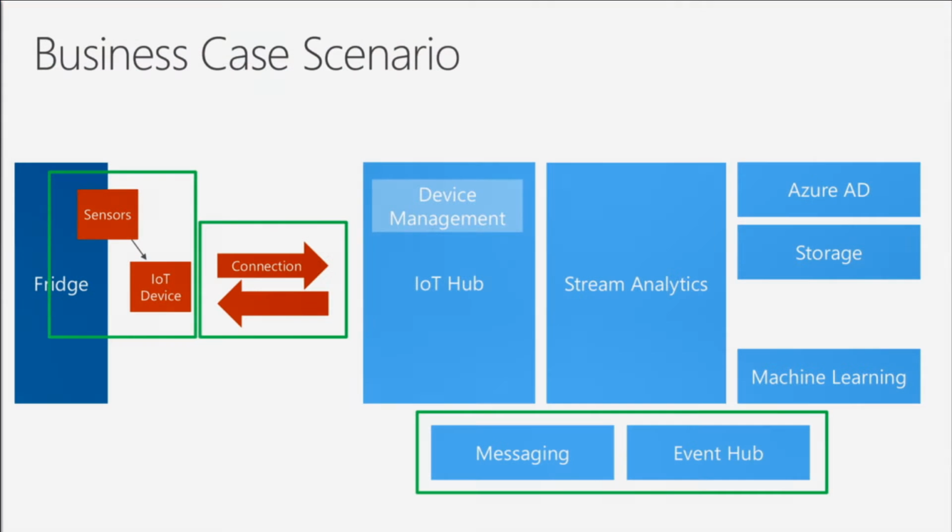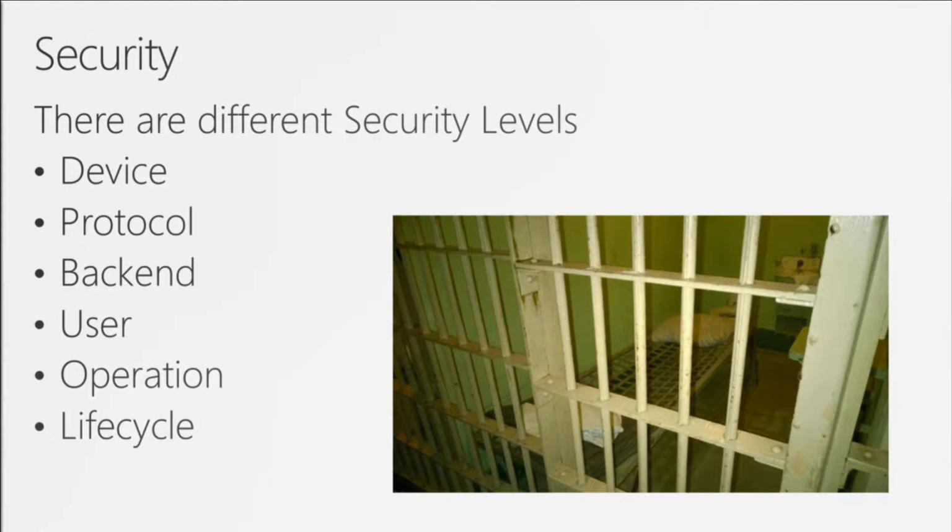So security. We have some security problems I will show you. We have problems on the sensors and IoT devices. We have security problems on the connectivity, and we have problems on the messaging and on the eventing. And we have different security levels on the device, on the protocol, on the backend, on the user management, on the operation management, and on the lifecycle.